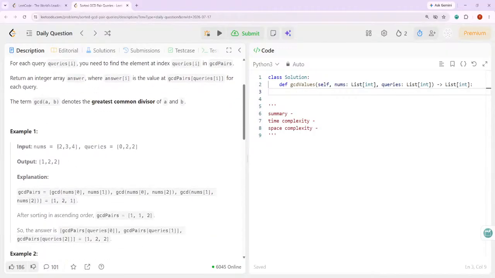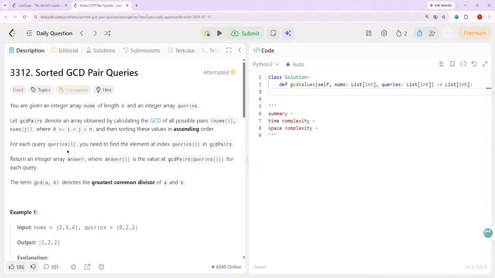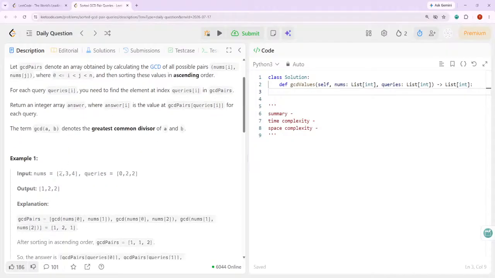Okay, so all possible pairs of values, and then find the GCD of them. So 2, 3 would be 1, 3, 4 would be 1, 2, 4 would be 2. So the GCD values are 1, 1, 2. Queries, I need to find the ith element within GCD pairs.